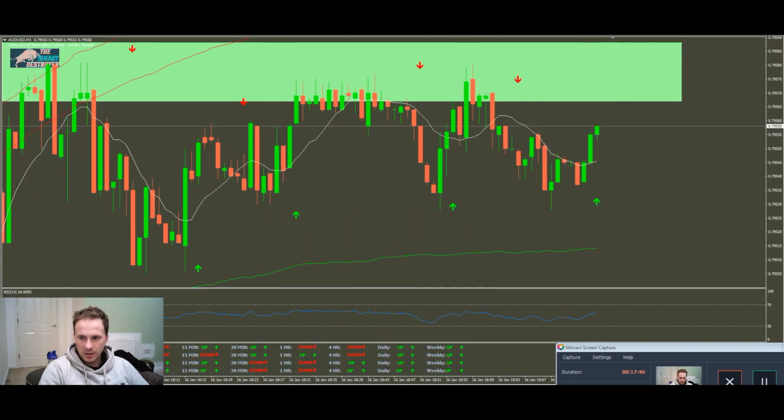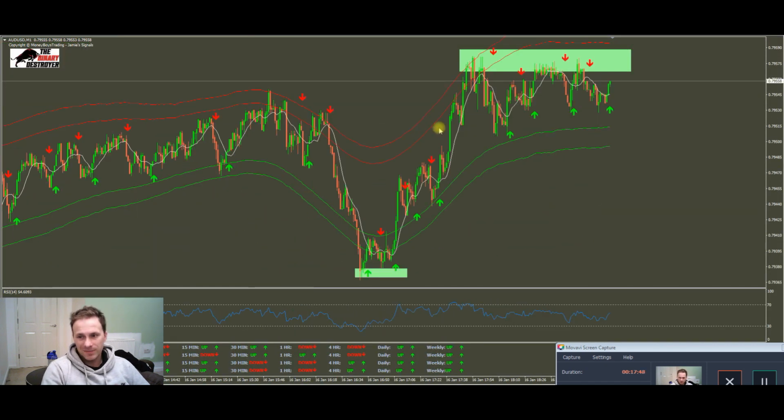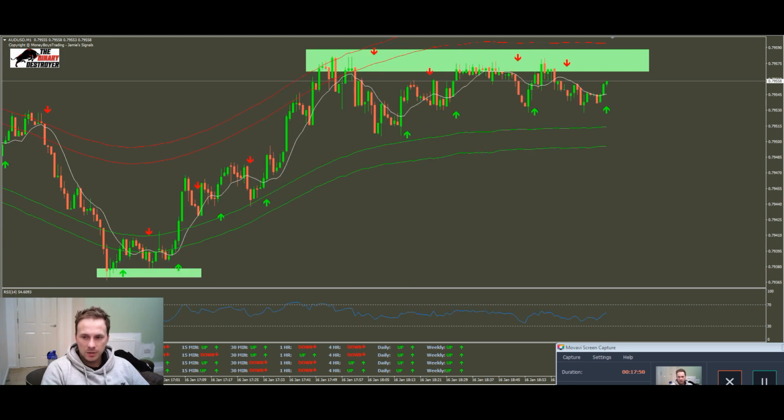Any other trades? AUD/USD is going sideways big time. Look at that support area there. It's in a very tight range. Bounce, bounce, bounce, bounce.